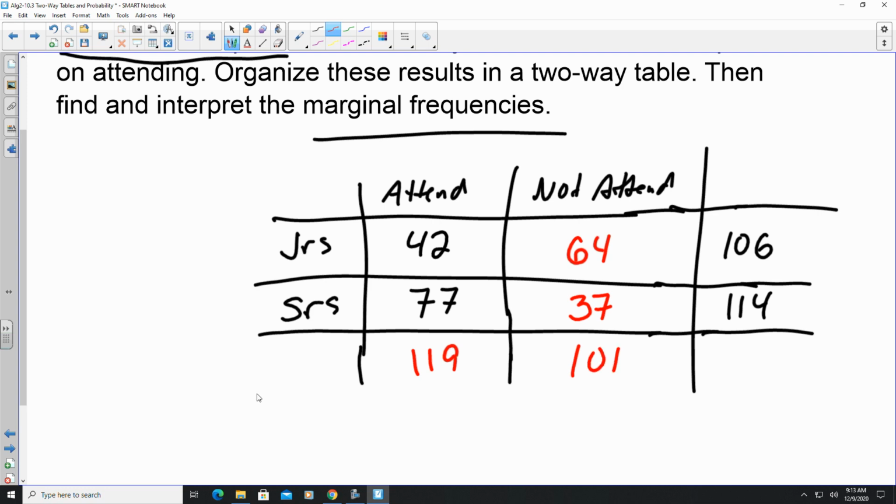And then I could find the total juniors and seniors in the class by adding either 119 and 101 or 106 and 114. Either way, you should get the same answer, and that's 220.